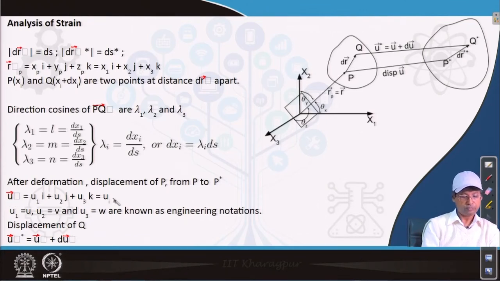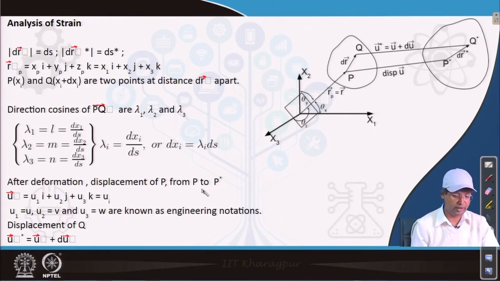and u is u_i, where u1 again, similar terms are introduced here, though we will be using mostly the tensorial way. These terms are introduced to give you the correlation with the already experienced or learned system. We are bringing back all those things again and again. So, in that way 1, 2, 3 represent u, v and w, known as engineering notations, and displacement of q is, as we mentioned, u plus u star, which equals u plus delta u. So, with this understanding of the system and positions and vectors, direction cosines, we move forward to the next slide.